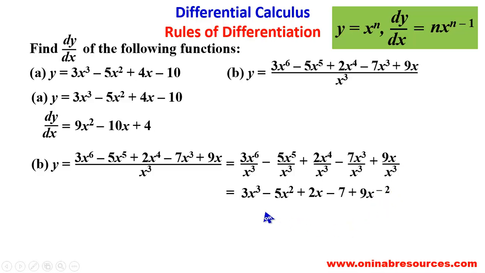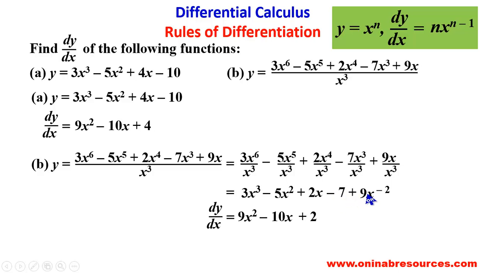We can then go ahead to differentiate this so that the dy/dx will be 9x squared. Okay, we have reduced this power by 1 after multiplying 3 by 3 to give 9. Then this is minus 10x. Since 5 times 2 gives 10, we reduce the power by 1 to give us x. Then plus 2. Reduce this power by 1, it gives x raised to power 0, which is 1.